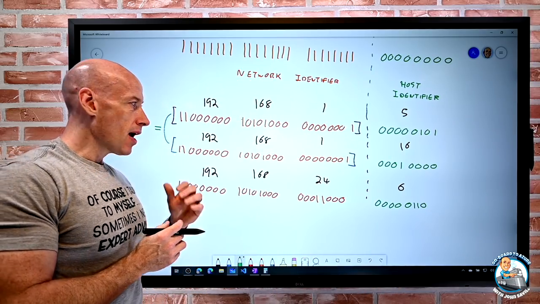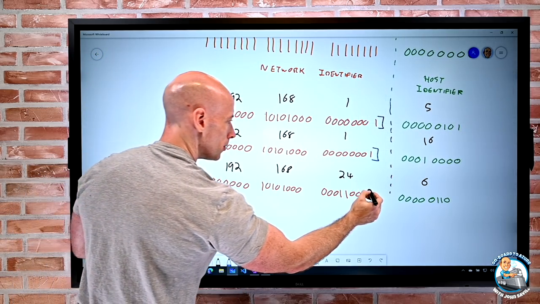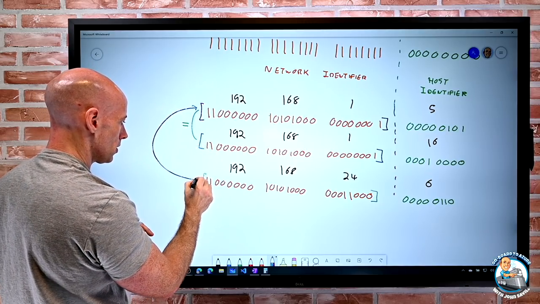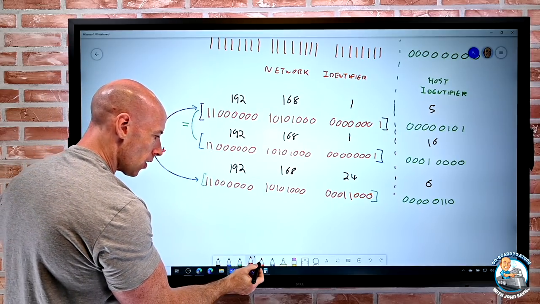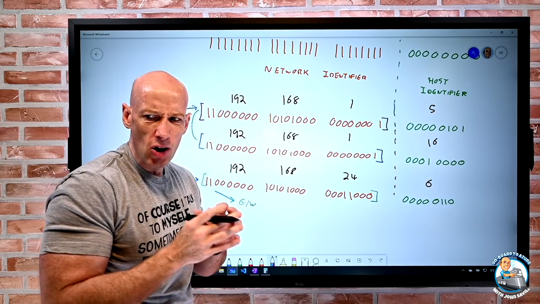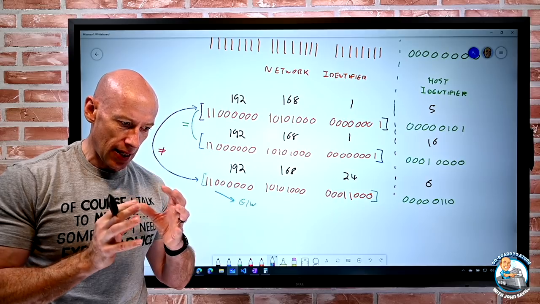So once again, it's comparing my source address to my destination address. Well, those do not match, which means I'm going to send it to the gateway or whichever the next hop is configured within my environment. So that's kind of the key point here.